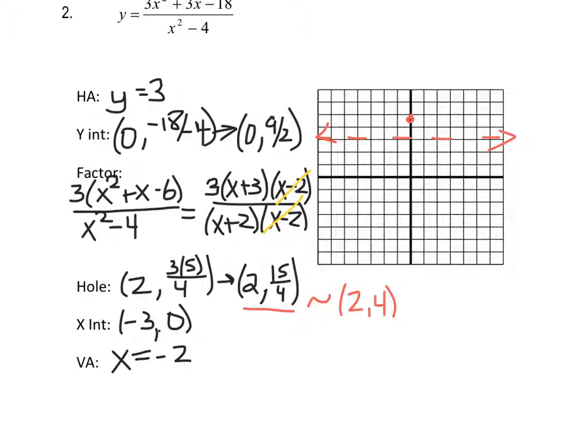So 2, 4-ish is going to be a hole. You literally draw a hole. X-intercept at negative 3, 0. And then a vertical asymptote at negative 2.